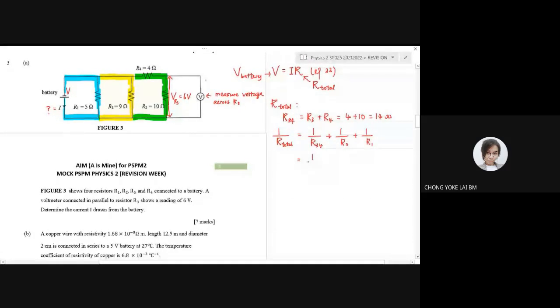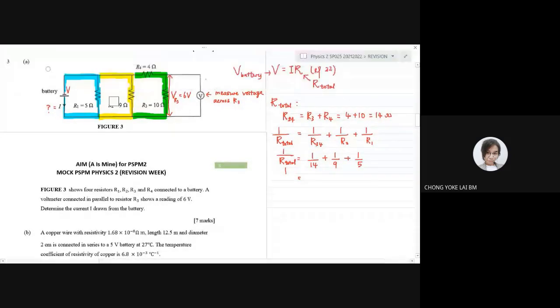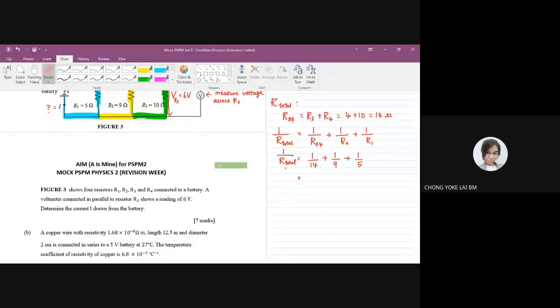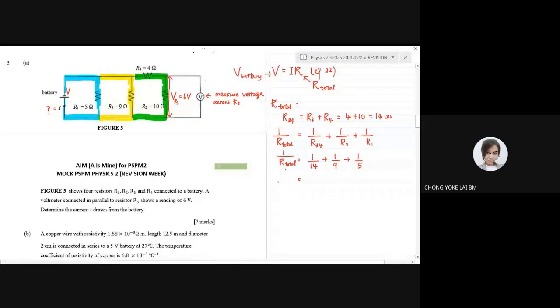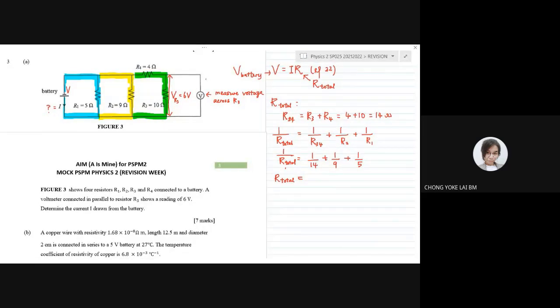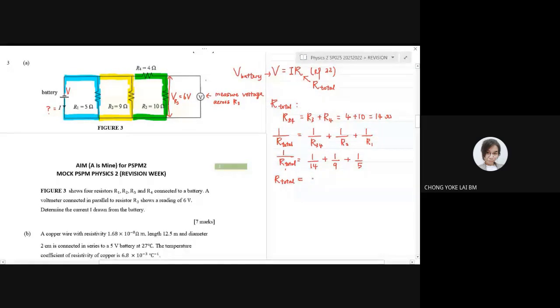So we have 1 over 14. Plus 1 over 9. Plus 1 over 5. So we get 1 over R total. So kita selesaikan untuk dapatkan R total. The effective resistance, the total resistance of the circuit. You akan dapat is around 2.61 ohm.